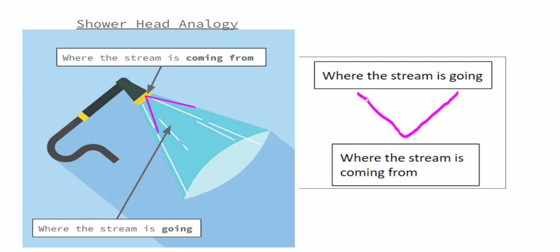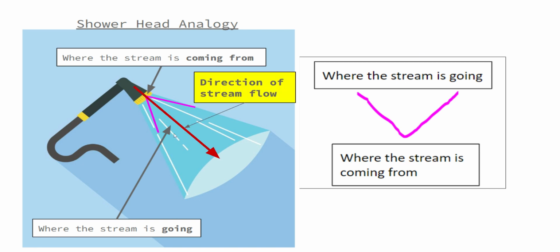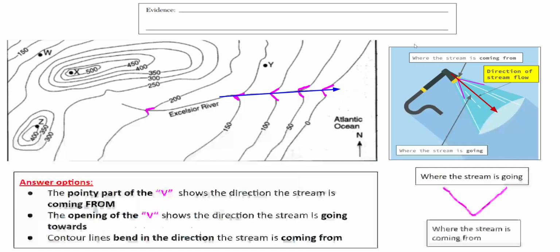Same with contour lines. Whenever the contour lines create a V shape, kind of like this, the pointy part of the V shape is where the stream or river is coming from, just like the showerhead analogy. And the opening part of the V is where the stream is going, just like the showerhead analogy. And this is the way that the stream would be flowing in a showerhead as well as a river. The opening part of the V is where the stream is going.